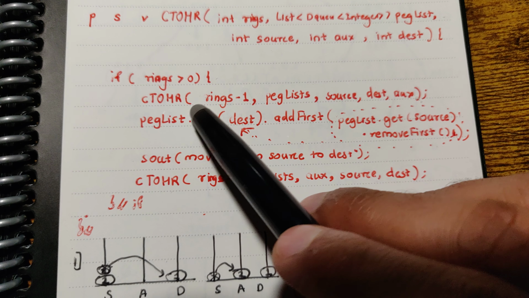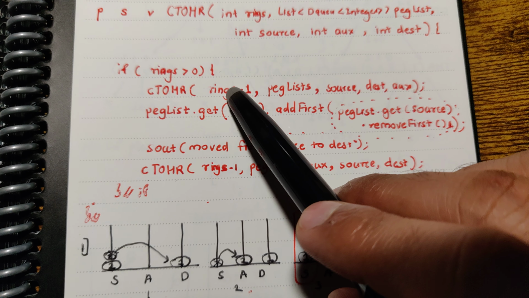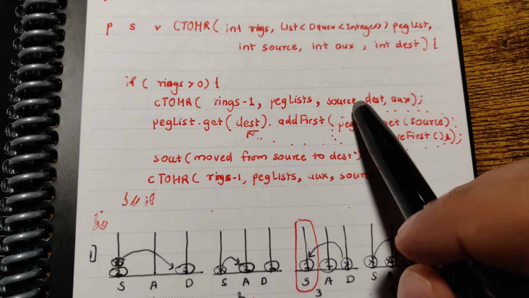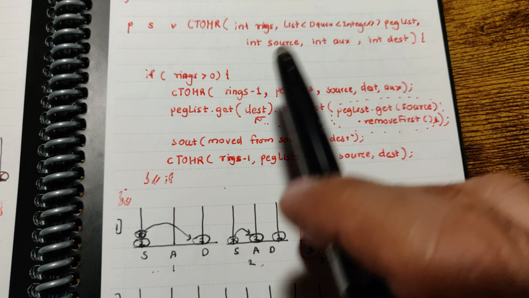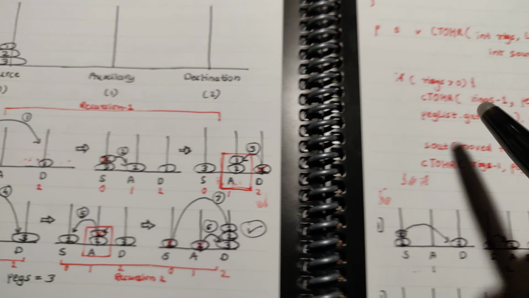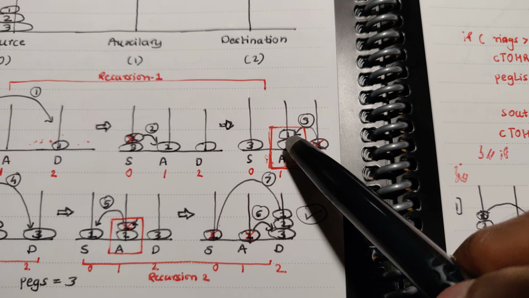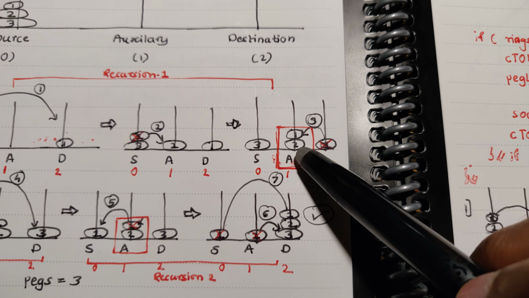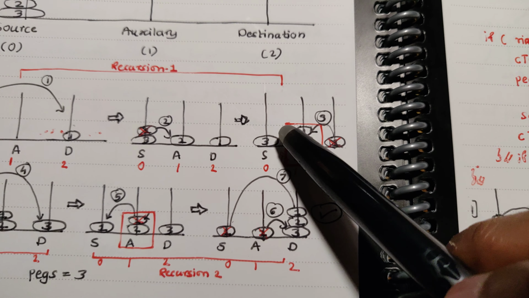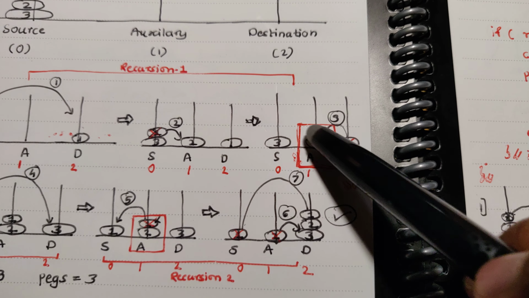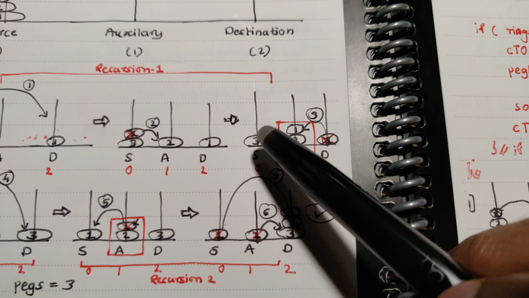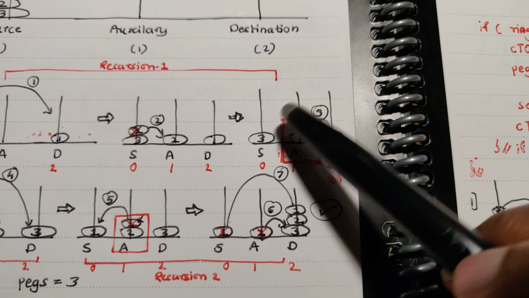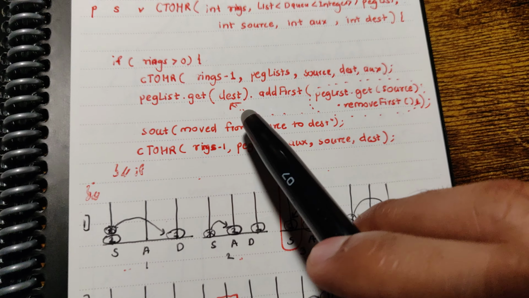and then eventually using the destination as an auxiliary. That is why for the first recursive call for two rings we are changing destination and auxiliary. And once that step is done, let's observe what we are doing here. Once 1 and 2 rings were in the middle one, we just move 3 to the last one and then the whole thing on top of 3. So moving the third one to the destination is the second step.